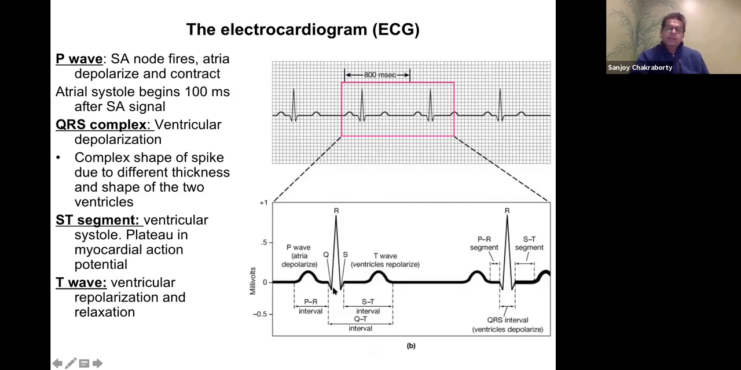So what happened next? When ventricle depolarize, then they contract. So this ST segment is like ventricular systole, meaning ventricle is contracting. And then finally, they will produce electrical activity because ventricle is repolarizing. Then ventricle will relax.